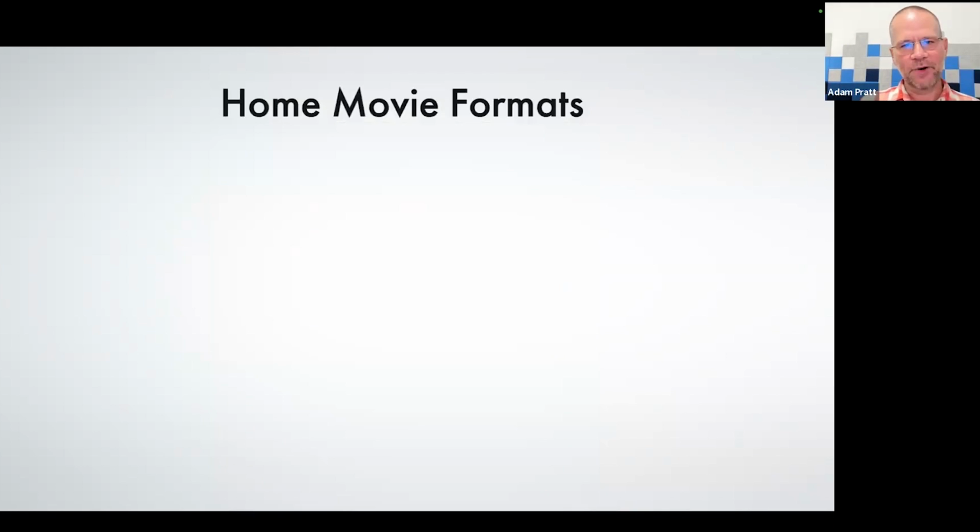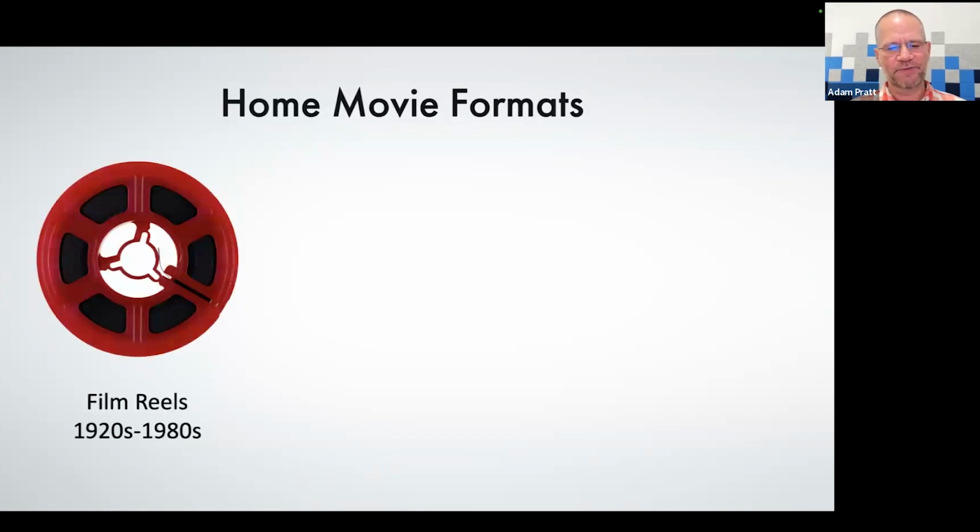And then the third category. I know the session was about decluttering your photo life, but it's hard to separate the photos from the movies. So I just want to point out briefly a couple of the key home movie formats you're looking for. We think about these in three main categories. Number one is your film reels.